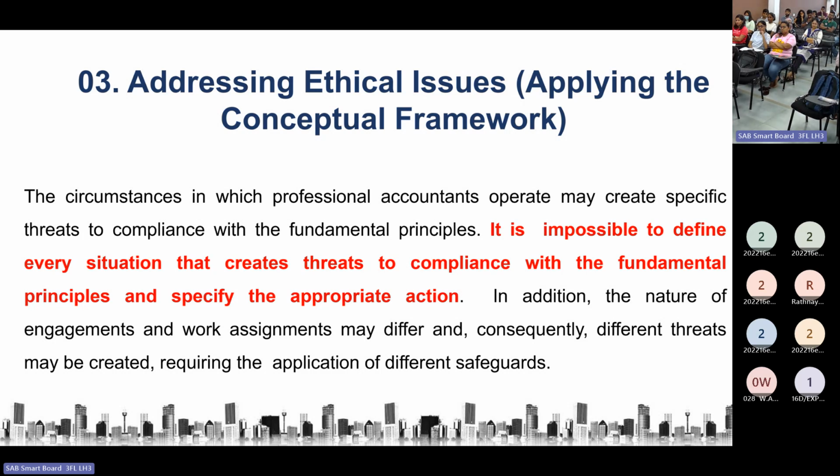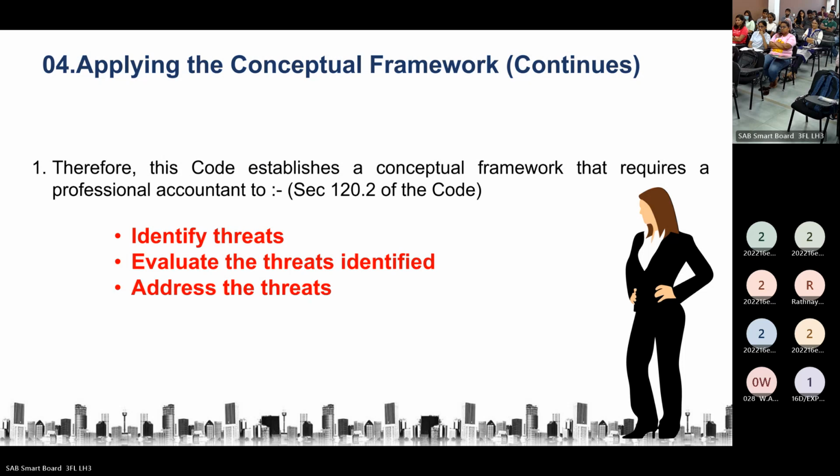When it comes to this framework, I will divide it into three parts. First, you need to identify the threat, what kind of threat I'm having. Whether I'm having the self-review threat, whether I'm having the family threat, you need to find out the threat. And you need to evaluate the identified threat. Then you need to address the threat.